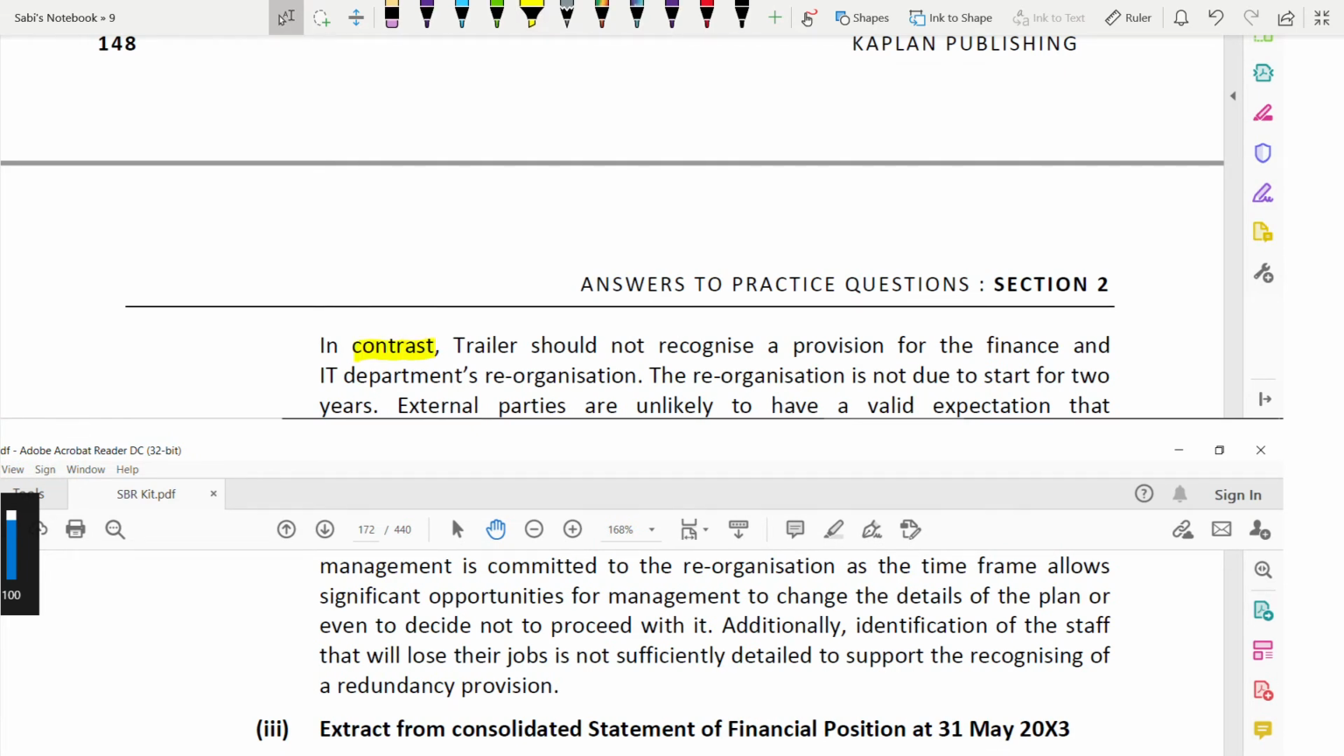You can directly start like this, or you can start by saying in the second plan they should be recognized or they should not be recognized, like that. Or you can write like this also, in contrast. In contrast means it is something different to the first one. That's why they have used in contrast. So in contrast, trailer should not mention the name of the company always.